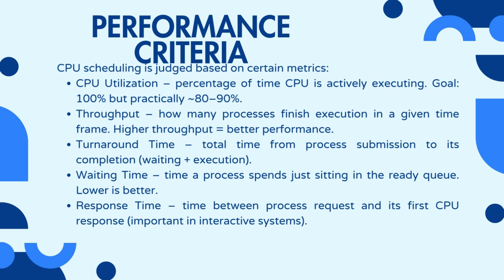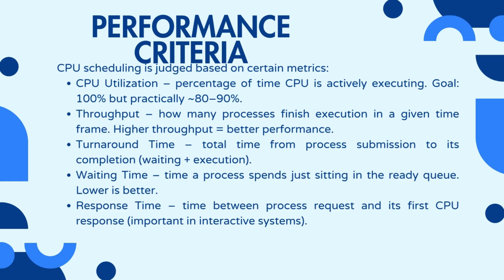Slide 1 is performance criteria. Whenever we evaluate CPU scheduling, we use certain performance metrics. First is CPU utilization, which tells us how busy the CPU is. Ideally, we want it close to 100%, but practically it stays around 80 to 90%. Second is throughput, the number of processes completed in a given time frame. More throughput means more efficient systems.